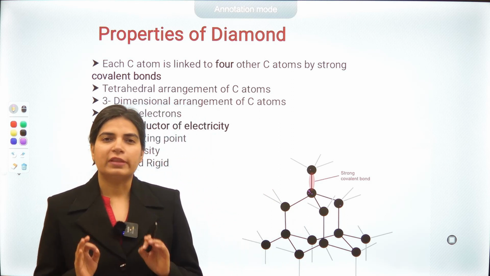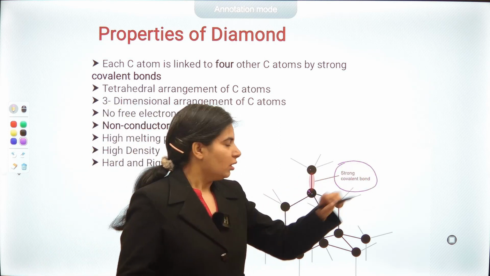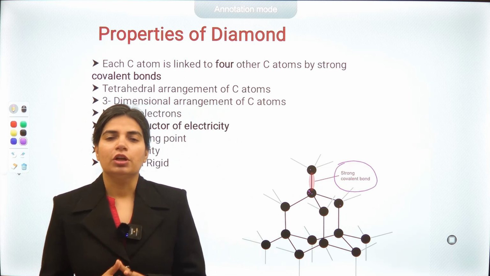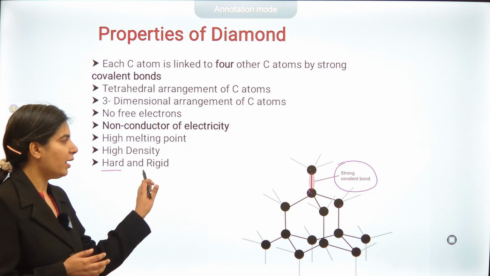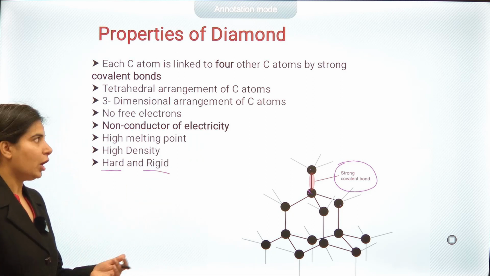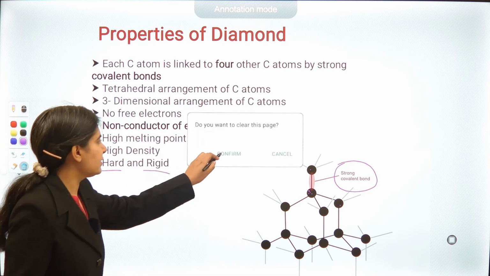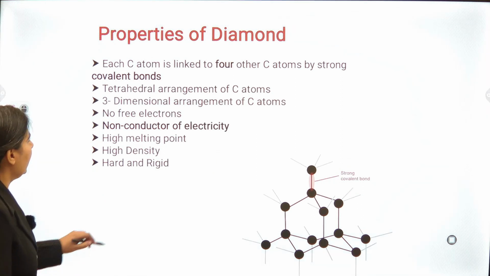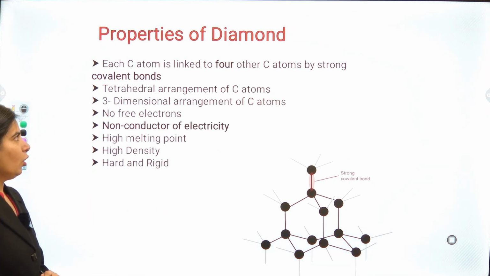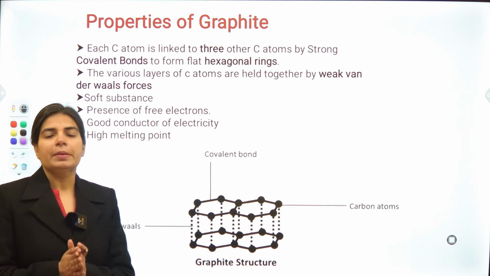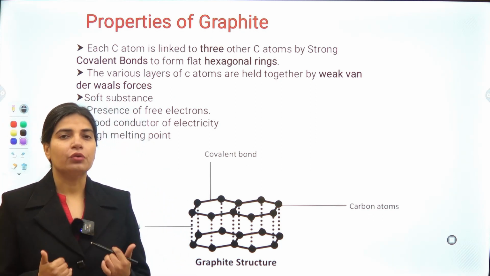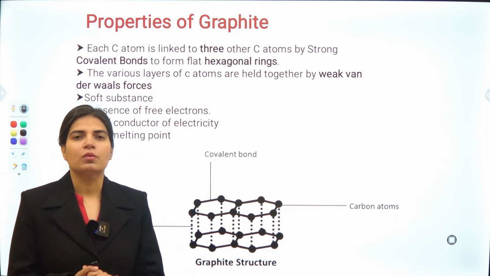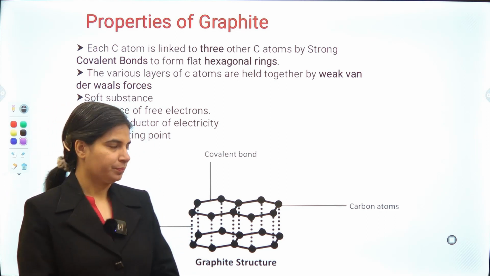So because of that, it is very difficult to press diamond. So diamond is hard and rigid. Now let's move to our next slide. In our next slide, we are going to discuss the properties of graphite. And we know that graphite is also an allotrope of carbon.